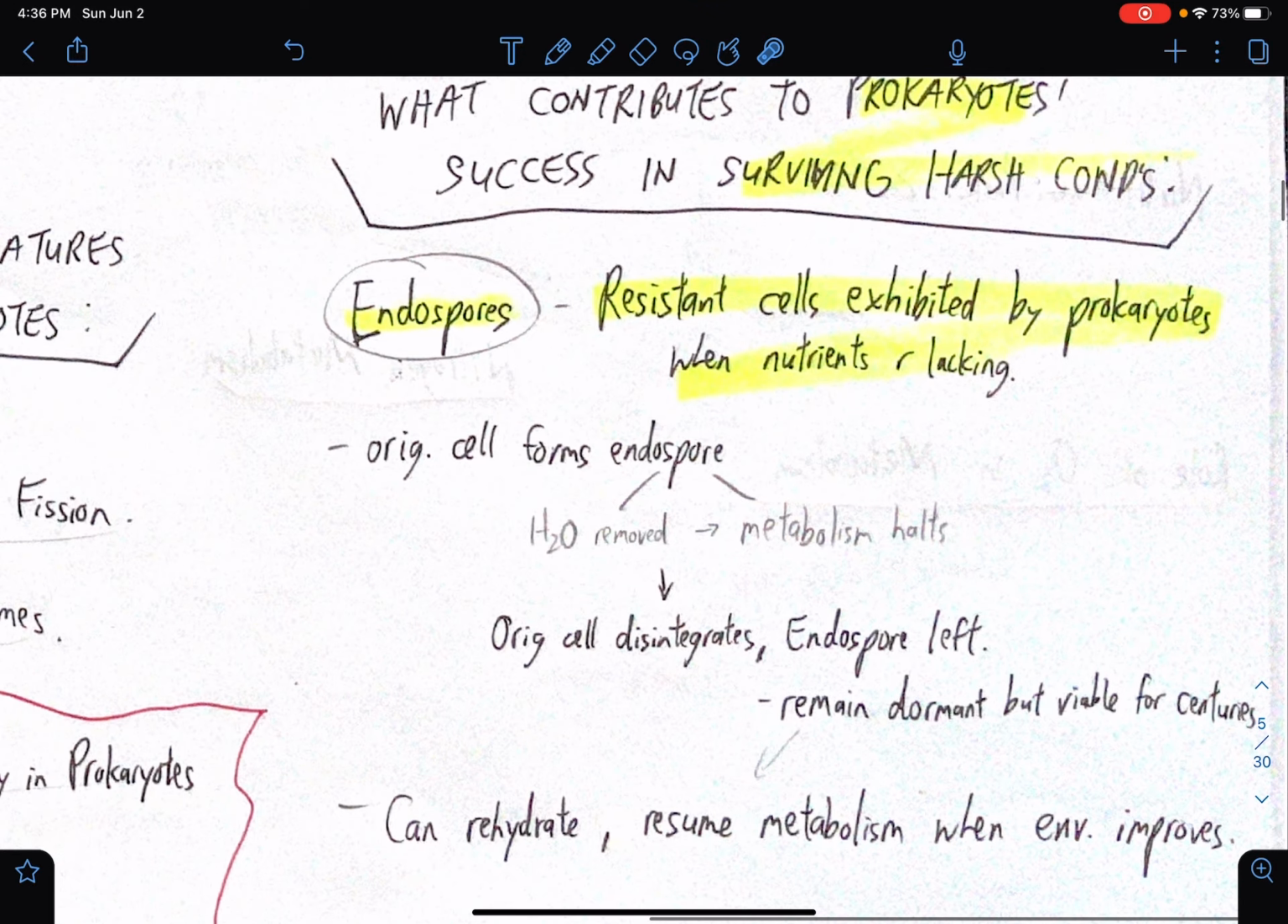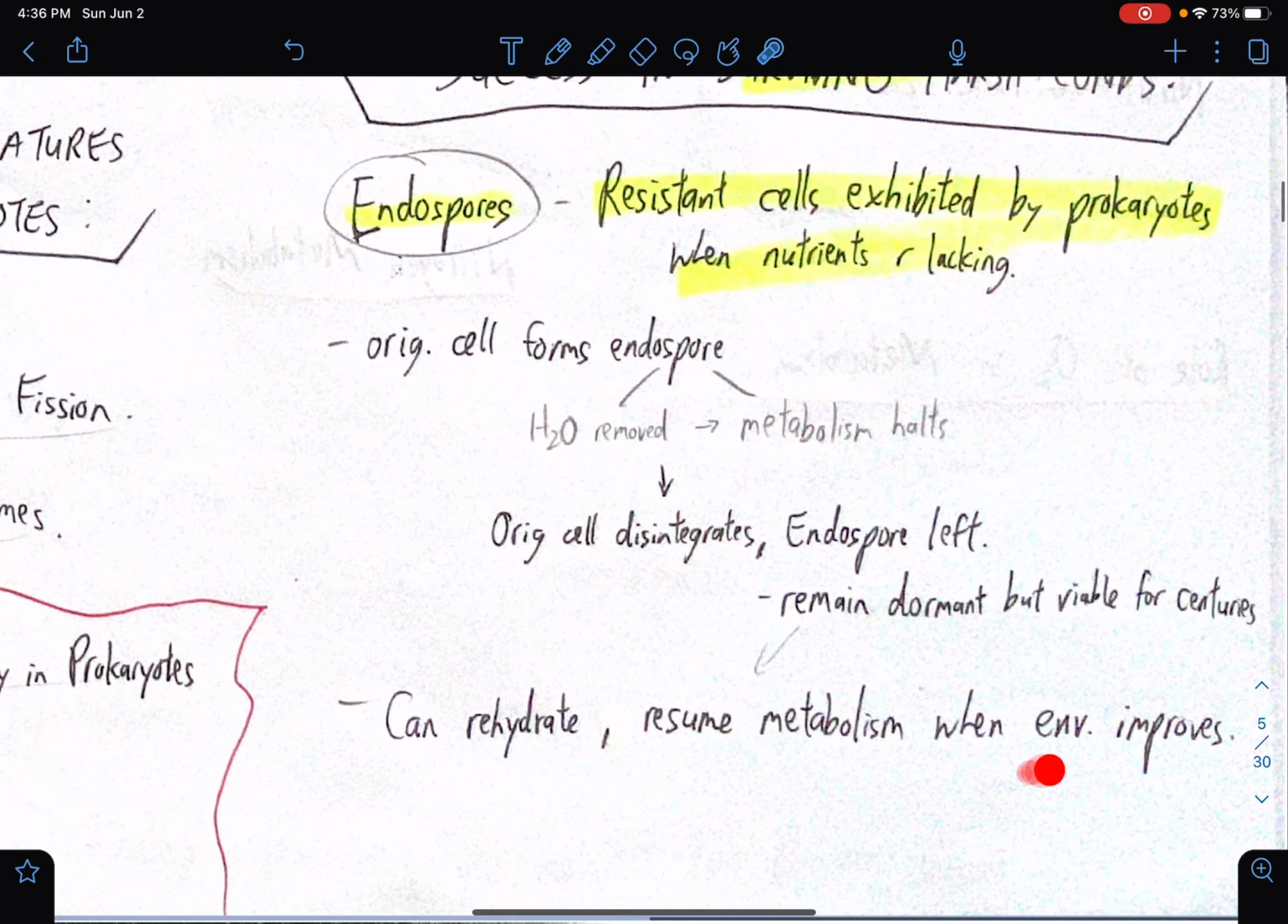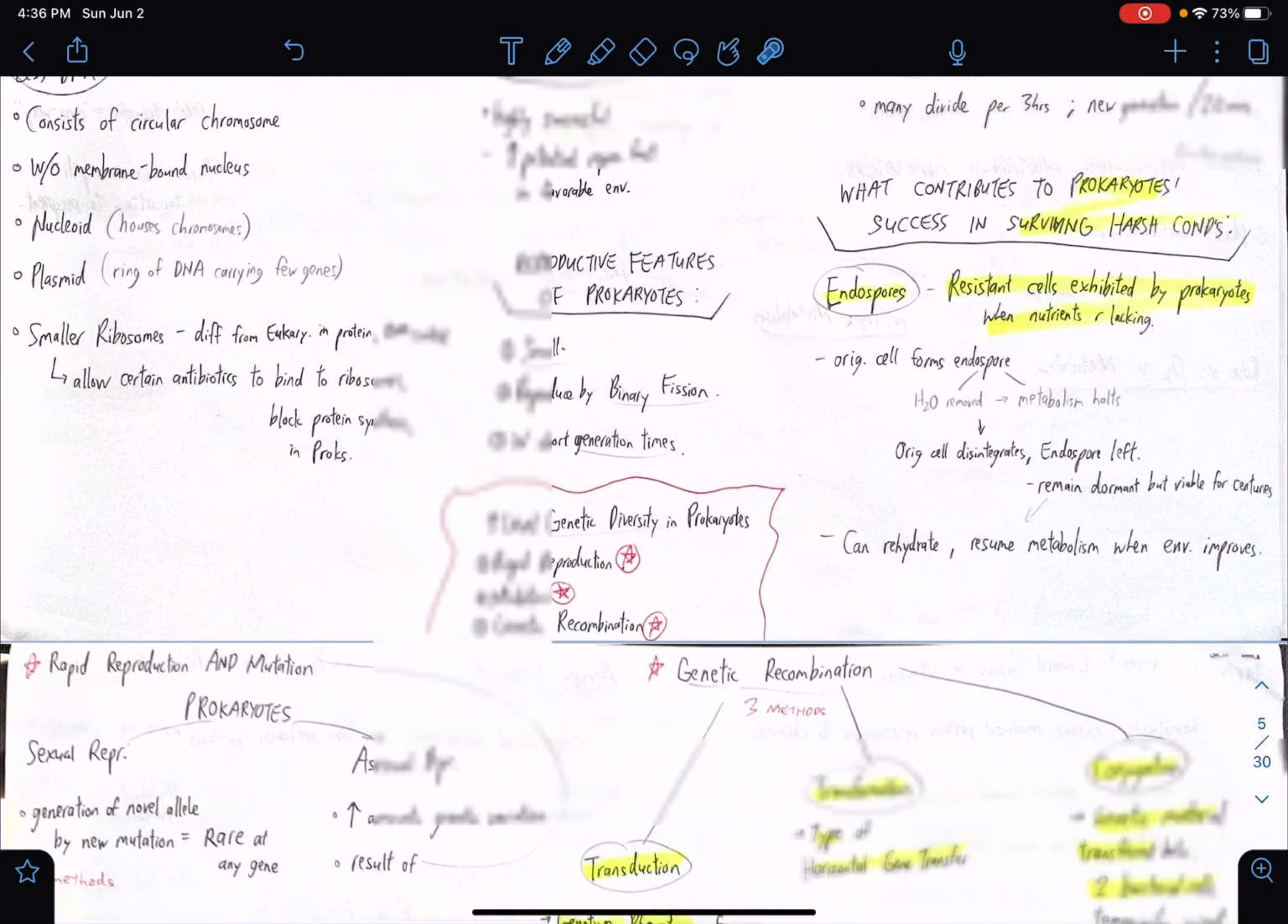But yeah, so the original cell disintegrates, the endospore is left, and there is dormancy. Dormancy occurs, but viability lasts for centuries. They can rehydrate and resume metabolism when the environment is more favorable once again, or if it improves.